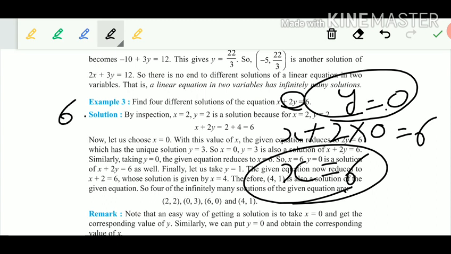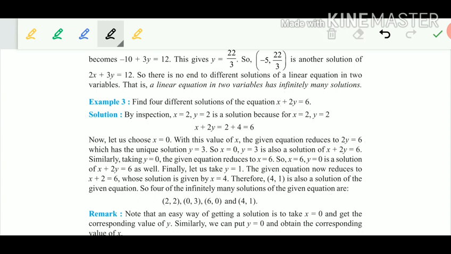So this is also a solution of this linear equation. To find the solutions of a linear equation, put the value of any variable of your choice. You can put 0, 1, 2, 3, 4. After putting this value, you can find the value of the other variable, and that is the solution of the equation. Here, 4 solutions are given: (2, 2), (0, 3), (6, 0) and (4, 1).